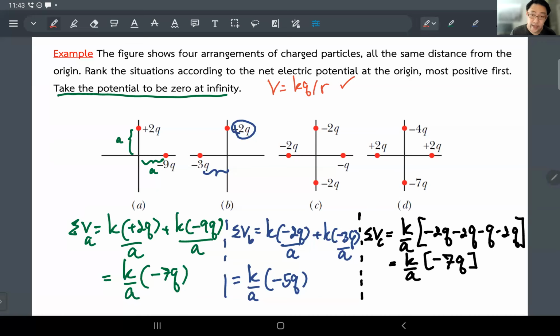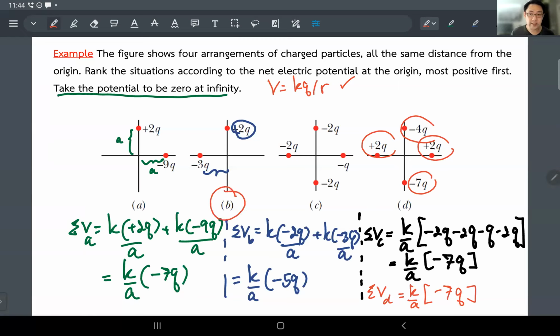Nice. And now the last one will do the same thing. The total potential in case D is going to be K over A, and then you sum all these 4 charges. And now you have minus 7Q. And that's it, guys. You're done. So it turns out the most positive potential at the origin is case B right here. That's the highest. And the other 3 cases share the same potential, and they are all negative. That's fine. Cool. Get the idea, right?